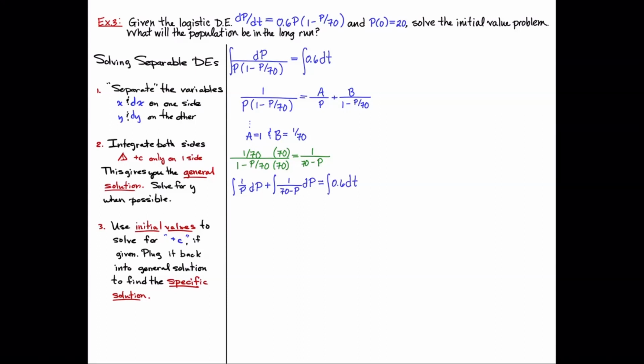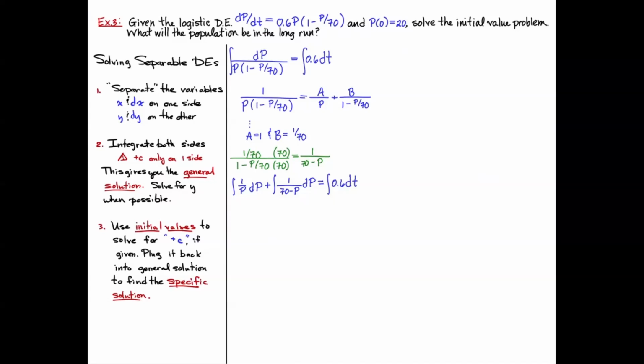This we know how to integrate. The integral of 1 over p is the natural log of the absolute value of p, plus the natural log of the absolute value of 70 minus p.